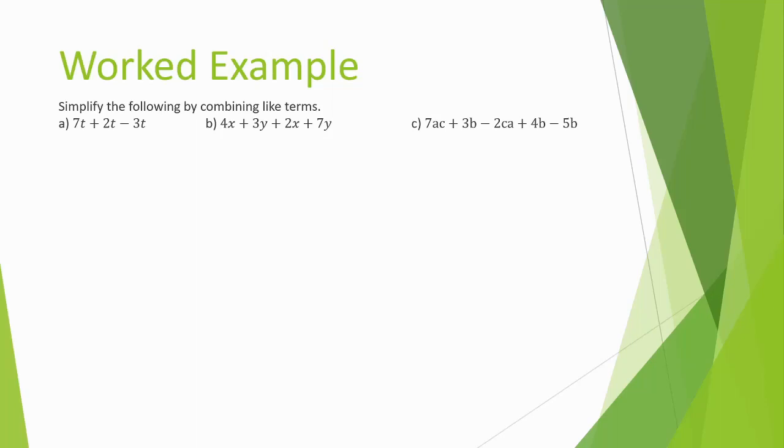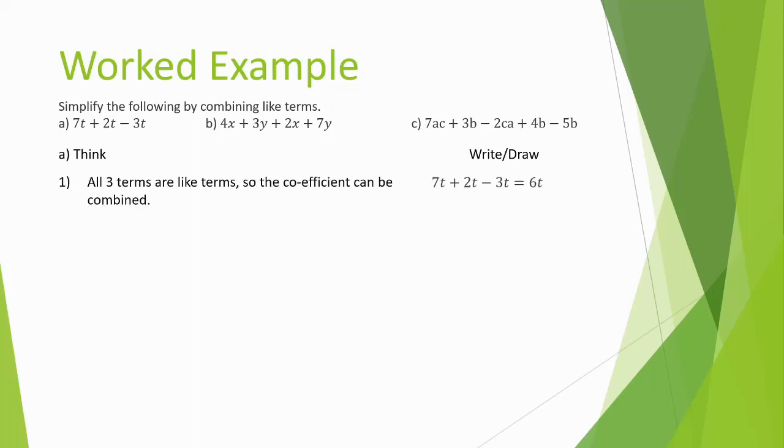So our workings for the first one: I'm going to put what I'm thinking in my brain on the left-hand side, and what I'm actually writing to show my teacher or whoever's marking my tests that I understand what I'm doing. So the first one, I've got 7t plus 2t minus 3t. And I think all those terms are the same. They're all the term of t. So all I have to do is combine the coefficients. That's the number that's in front. And we combine those coefficients and we get 6t.